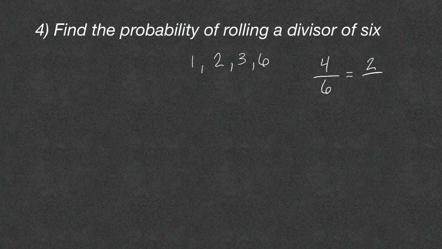This reduces to 2/3. So we have a 2 in 3 probability of rolling a divisor of 6. Let's move on to the next section, probability with a pair of dice.